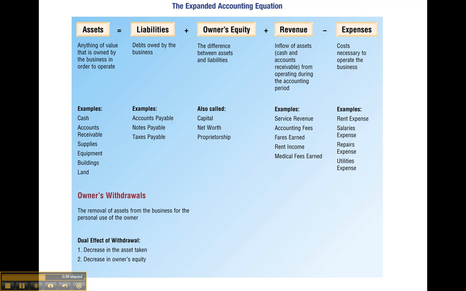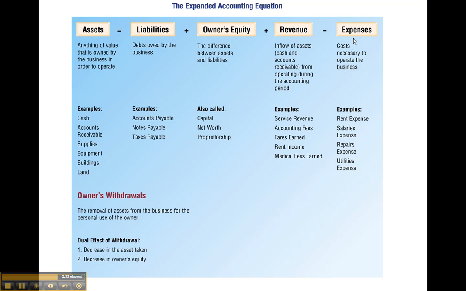And expanding this equation out even further, we're going to see that owner's equity is increased by revenue and decreased by expenses. So when a business makes some money in the form of sales revenue, this will increase owner's equity, and it will also increase probably cash or accounts receivable on this side. So again, we can see the balancing of the equation. Some examples of revenue are going to depend on the type of business there is. Service revenue, if it was an accounting business, accounting fees, rent income, and so on.